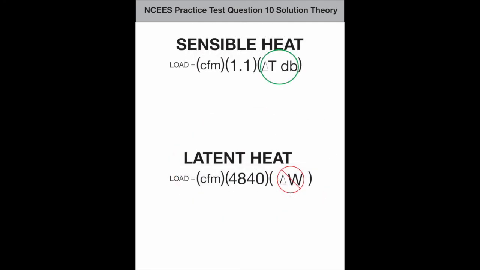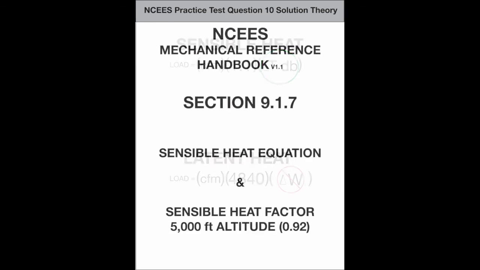Dry bulb temperatures are given in the problem, not humidity ratios. So, use sensible heat gain to determine the total CFM in the airflow. Refer to the NCEES Mechanical Reference Handbook, Section 9.1.7, to see the sensible heat equation and the sensible heat factor for 5,000 foot altitude, which is 0.92.